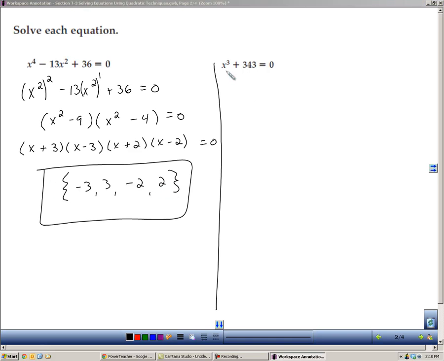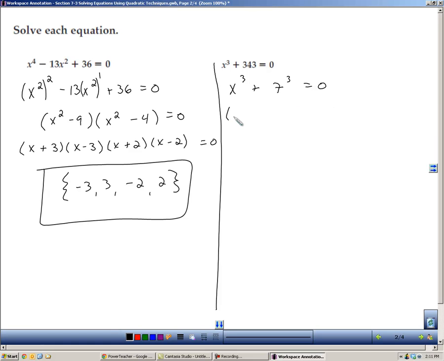In this example, we see an x cubed with an addition sign, which hopefully should make you think of the sum of cubes formula. And so we want to check and see if 343 is a perfect cube. It turns out that it is. It comes from a 7 cubed. So we're going to use the sum of cubes formula using x and 7 as my two values.